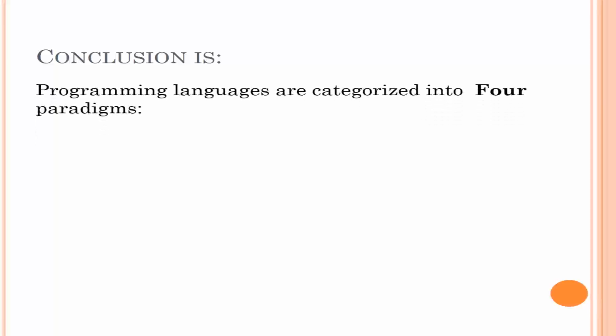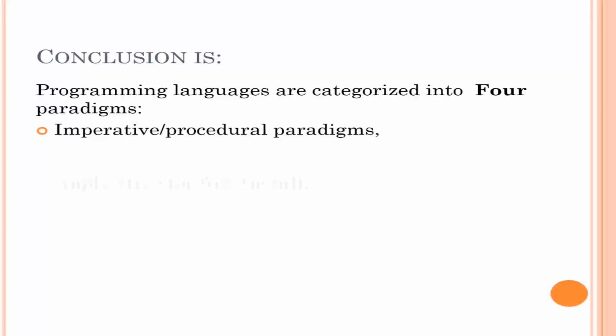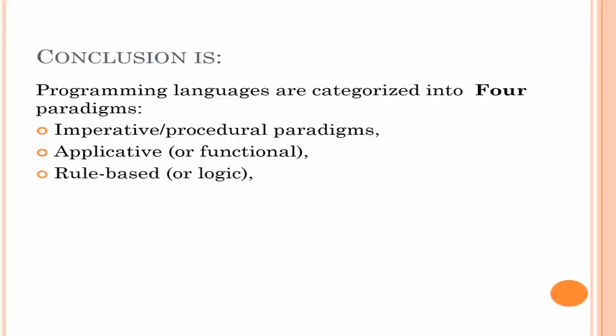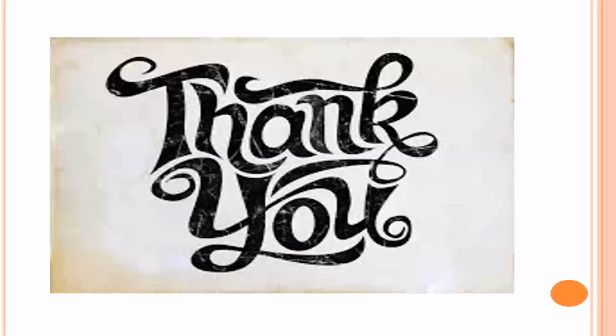So, we can conclude that programming languages are categorized into four paradigms, that is, the imperative or procedural paradigm, the applicative or functional paradigm, the rule based or logic paradigm, and the last one is the object oriented programming paradigm. We have studied all these categories in detail. Hope you understand the basic concepts of these paradigms.